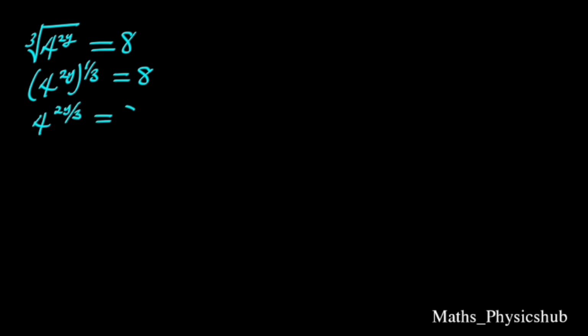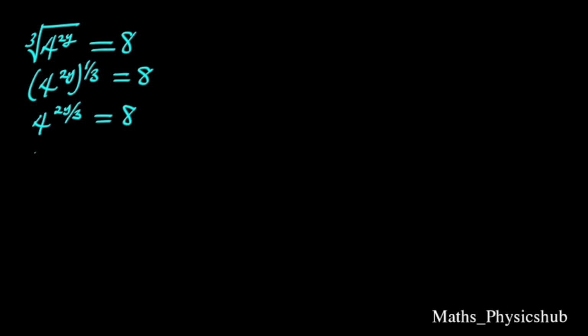If the cube root of 4^(2y) equals 8, find y. Let's go ahead and solve. First let's present the indices properly. Doing so will give us (4^(2y))^(1/3) = 8. Multiplying the powers on the left side, that is 2y times 1/3, will leave us with 4^(2y/3) = 8.